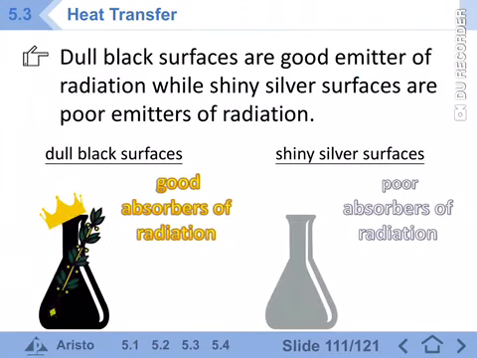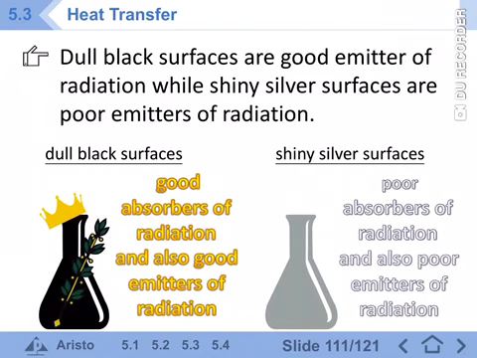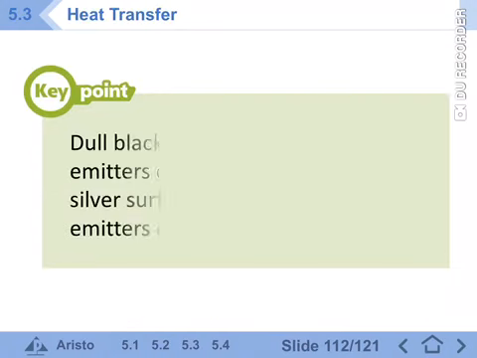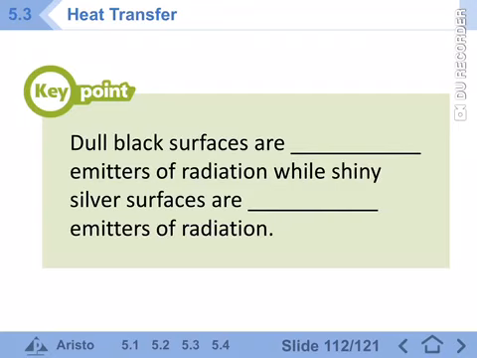So in here, it's concluded that it's a good absorber of radiation, also a good emitter of radiation. So it's good at both. It's good at absorbing and good at giving out the heat, full radiation. Now, in here, we conclude that dull and black surfaces are good emitters, while silvery surfaces are poor. So it's easier for you to remember. So dark and black surfaces are good at everything, good at absorbing and good at emitting. Both of them are good at it at the same time.